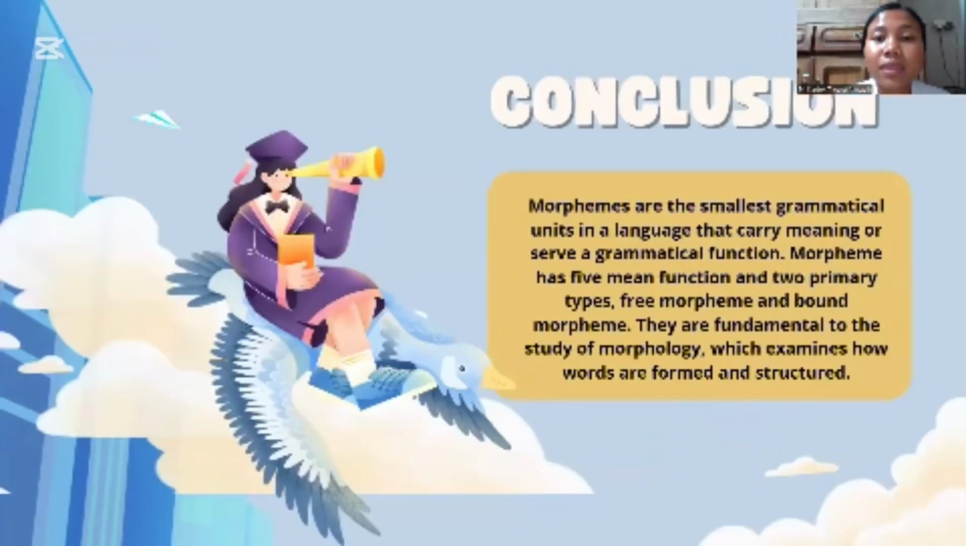Alright guys, that's about the material of morpheme. So, from that material, I can give the conclusion that morphemes are the smallest grammatical units in a language that carry meaning or serve a grammatical function. Morpheme has five main functions, and also morpheme has two primary types, that is free morphemes and bound morphemes. And they are fundamental to the study of morphology, which examines how words are formed and structured.